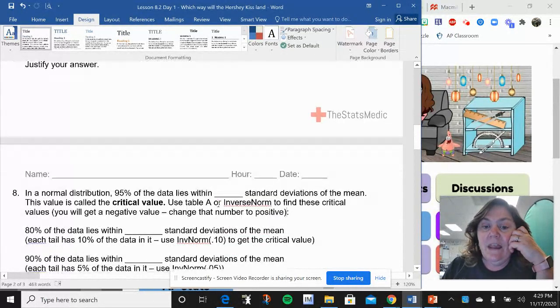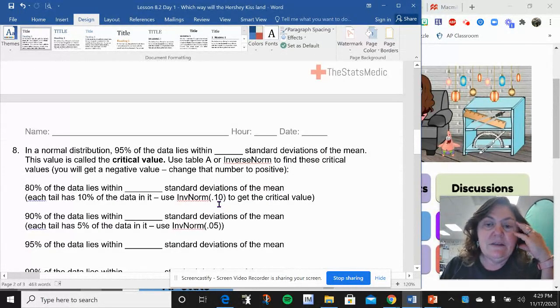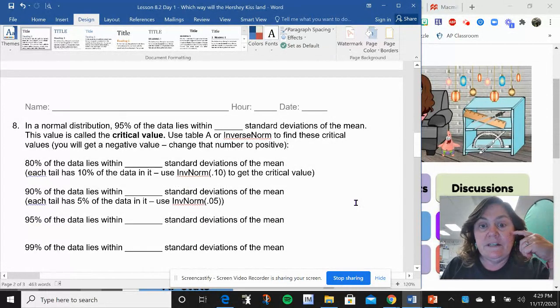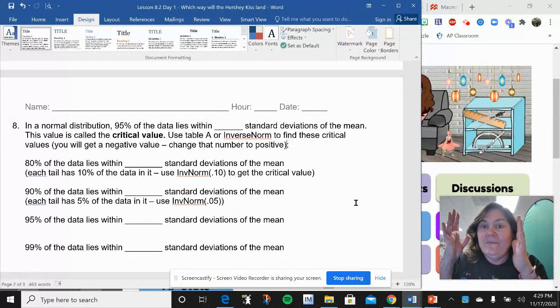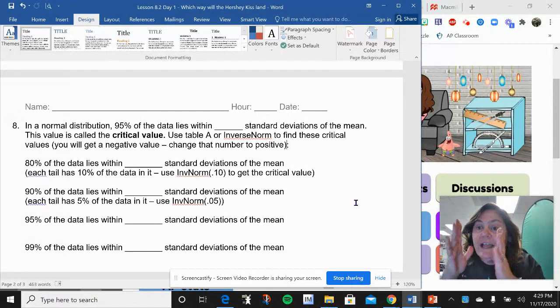Then I want you to do question number 8, and this one is a new one. This is going to lead us into what we're going to learn in the notes today. You remember that, within a normal distribution, hopefully you remember the 68, 95, 99.7 rule, 95% of the data lies within 2 standard deviations of the mean. That value 2 is called a critical value, which I'll go through more in notes.